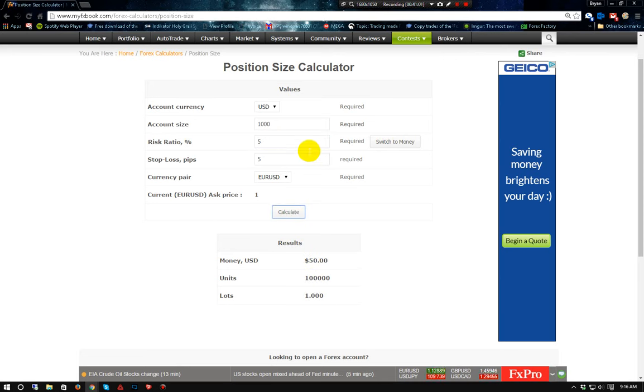Like if I want to go 5% of 1,000, my maximum loss with a 5 pip stop loss is $50. And that's it: 5%, 5 pip stop loss, $1,000. So you can see, you'll get the idea of how the money kind of converts in and out. It just takes a little bit of time and practice.